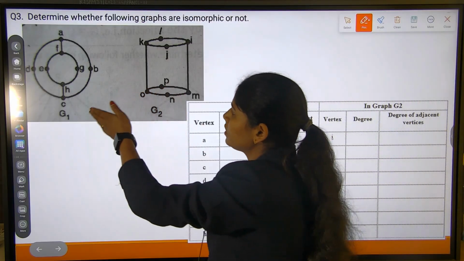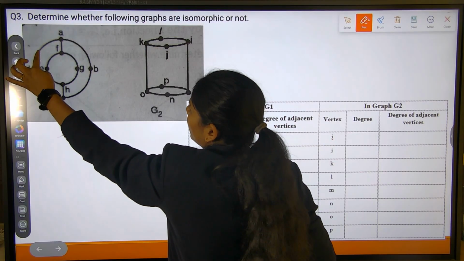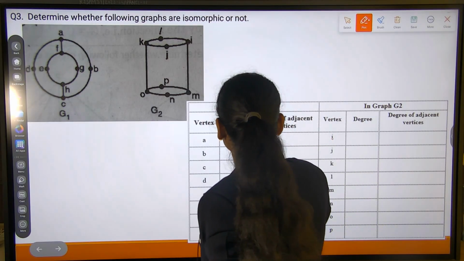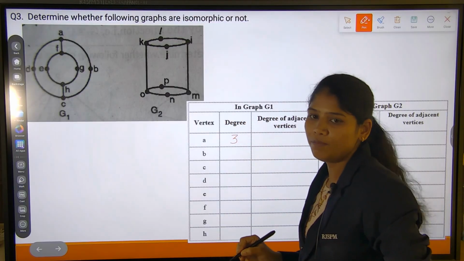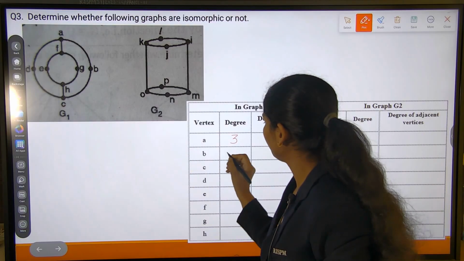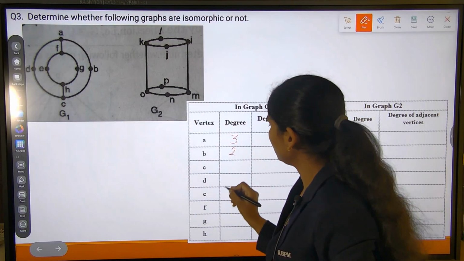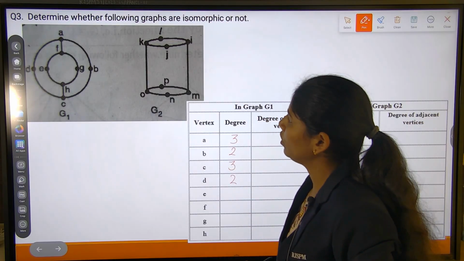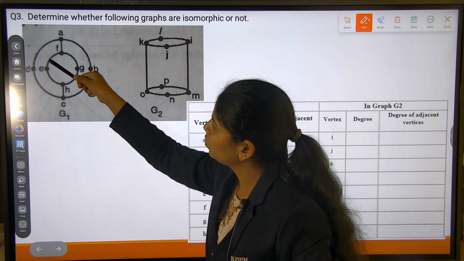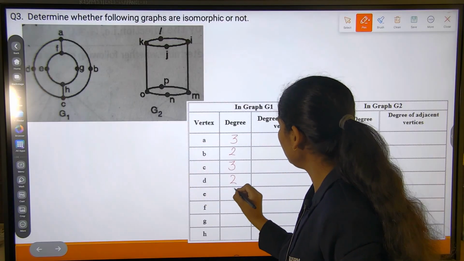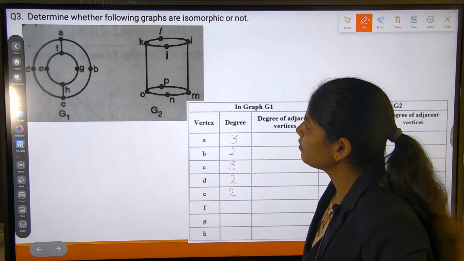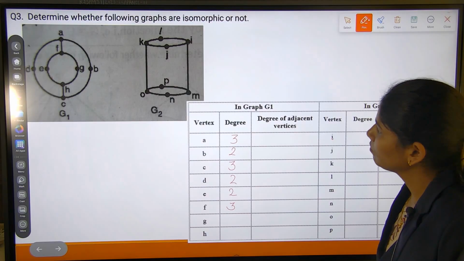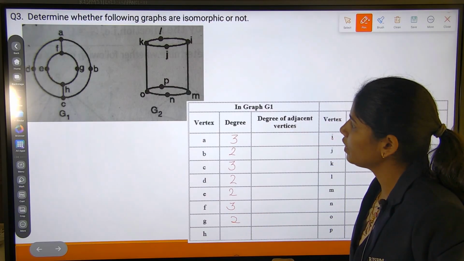So, in first graph, degree of A is, so there are 3 edges joined to A, therefore, degree of A is 3. So, write down degree of A is 3. Degree of B is 2. Degree of C is 3. Degree of D is 2. Degree of E is again 2 edges are joined to E, therefore, degree of E is 2. Degree of F is 3. Degree of G is 2. Degree of H is 3.